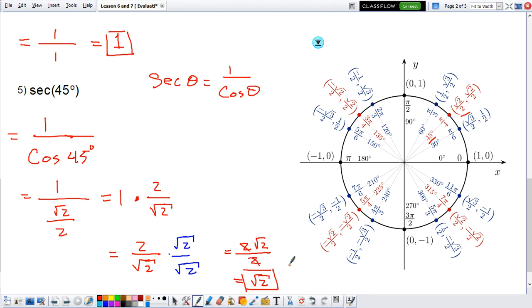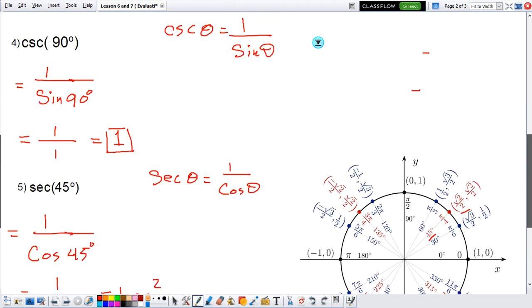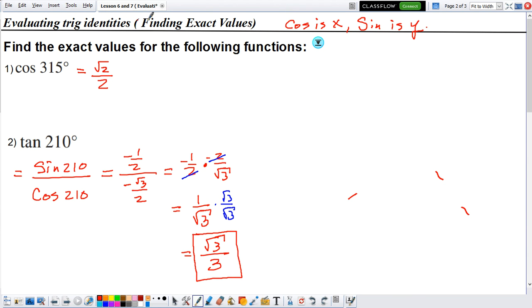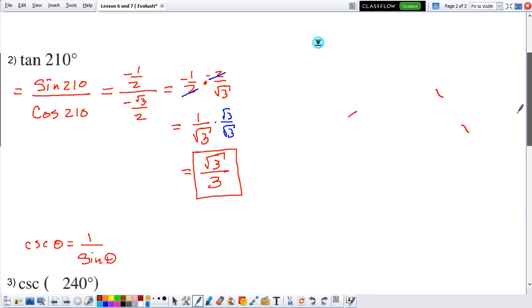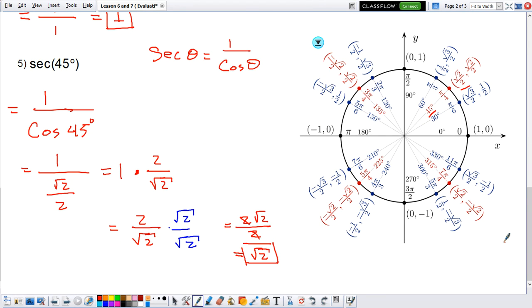So notice that you need to pay attention to what the direction is. If it says that we need to find the exact value, then we've got to use the unit circle. If it just says to evaluate, then we can use our calculator. There's a small difference there.